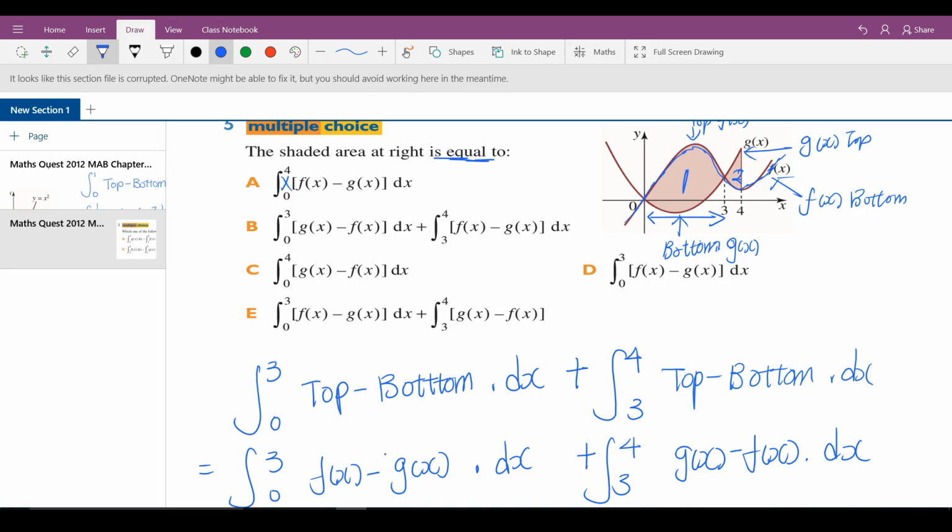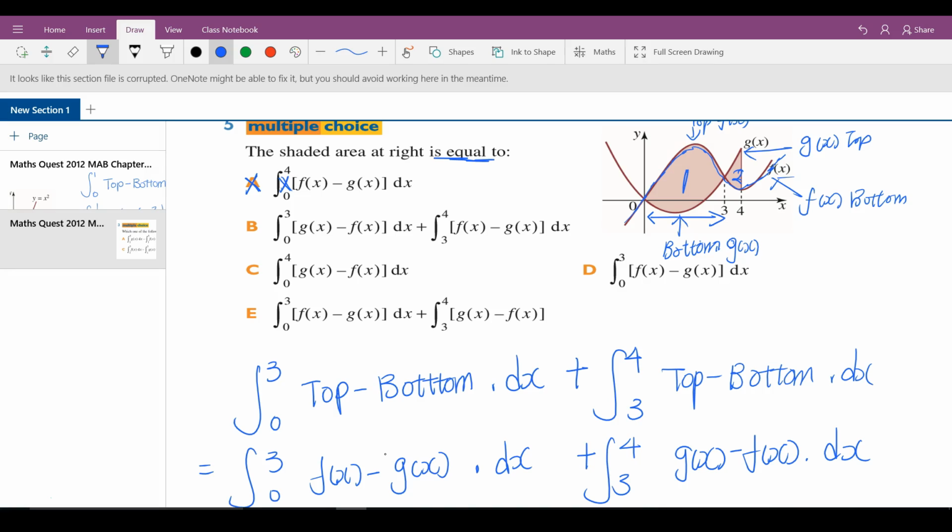When two functions intertwine like that, you always have to split it into two sections, because in one section of the area one function is on the top, but in the other section that function is at the bottom. So you can't do it in one go. So no. Next one.